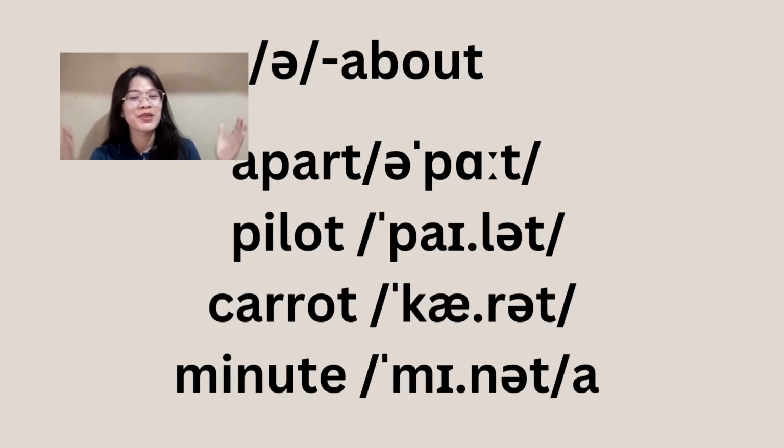And lastly, to close our short vowel sounds, we have the schwa sound, which is a short pronunciation of vowels that are not obviously there. It is rampant in our English language, and you will definitely know that this is a schwa sound. So let's have these examples. First is about, apart, palette, carrot, and minute.